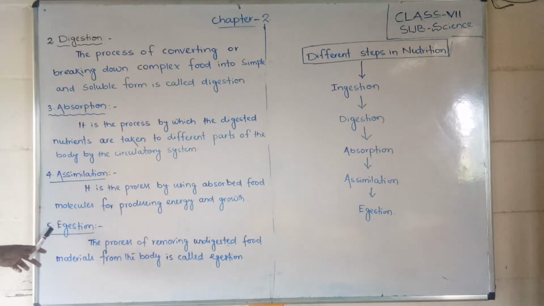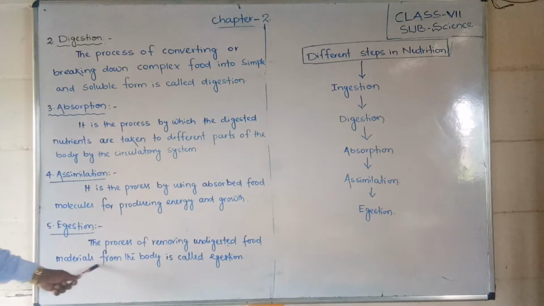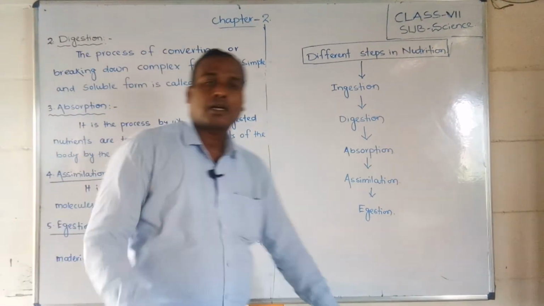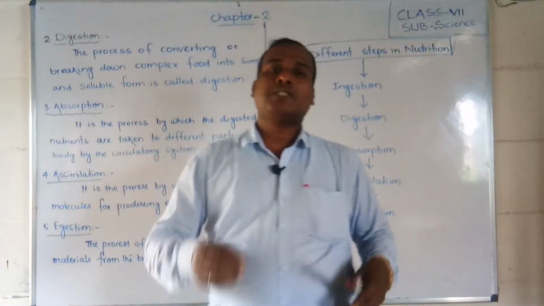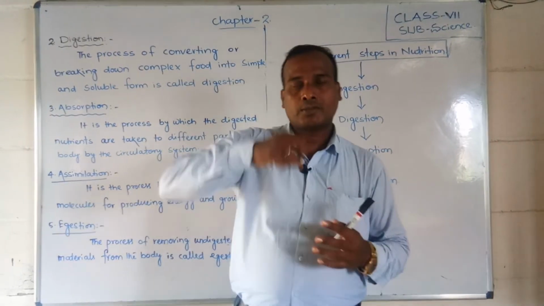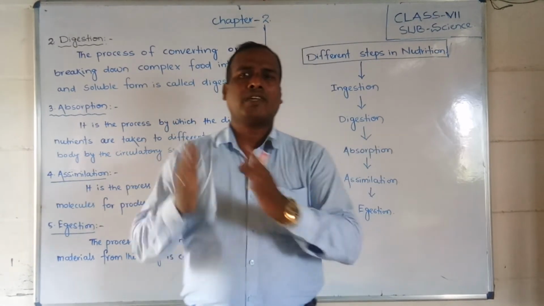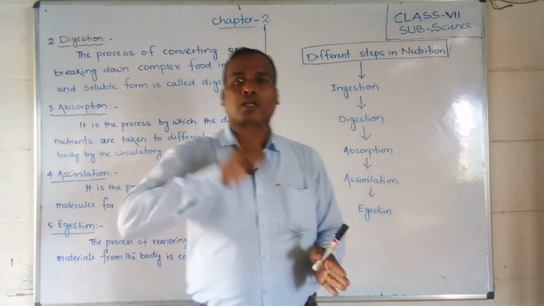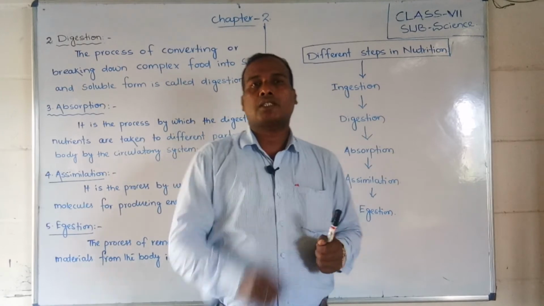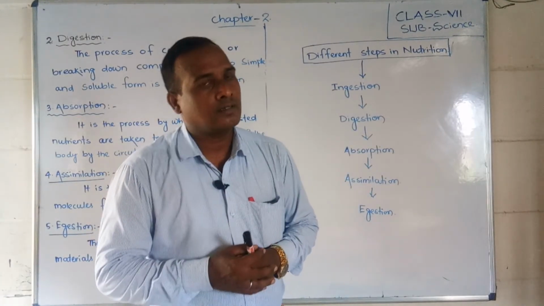Next, the last one is egestion. The process of removing undigested food material from the body is called egestion. I have already told you, students, egestion means throwing out. After absorption, the undigested food, which is waste material, waste substances, will come out through the anus. That process or step is called egestion.